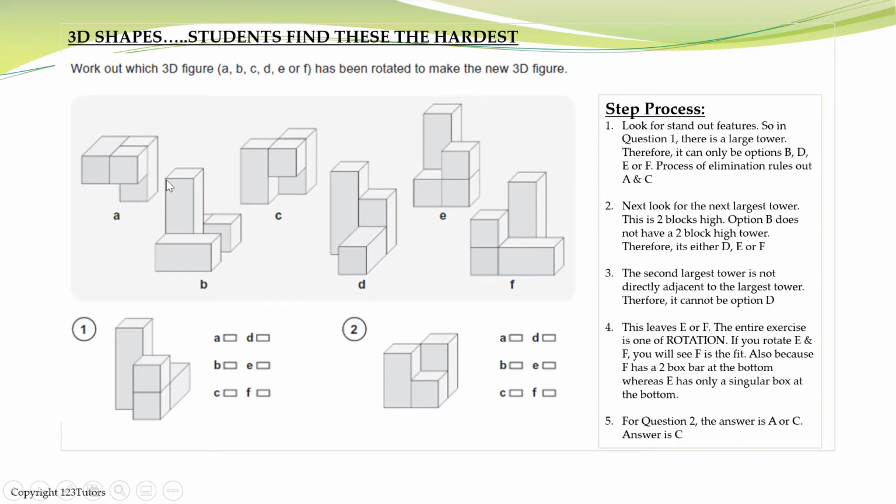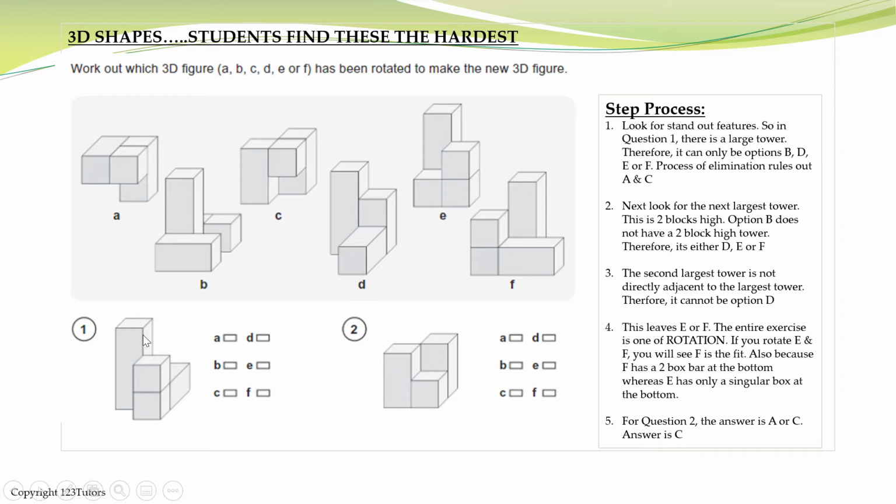3D shapes, the way to basically look at these is look at one feature at a time. And I always start off with a big tower. So which one of these rotated would give you one? A, B, C, D or F would rotate to give you this. Well, it's got a big tower, so it can only be B, D, E or F.